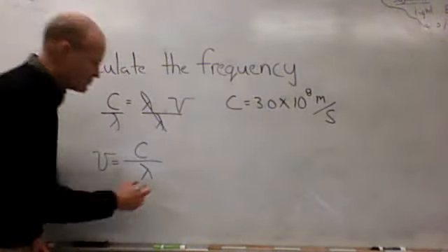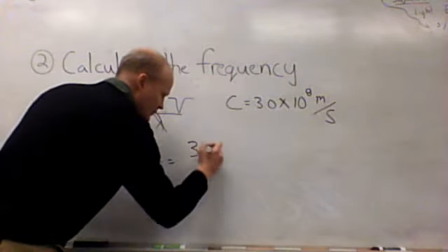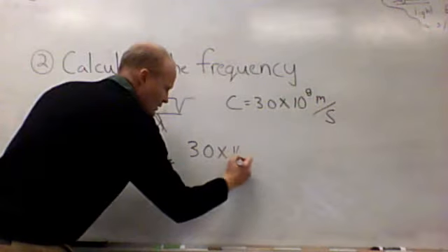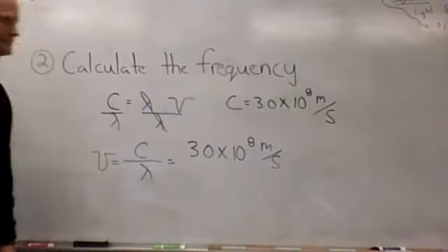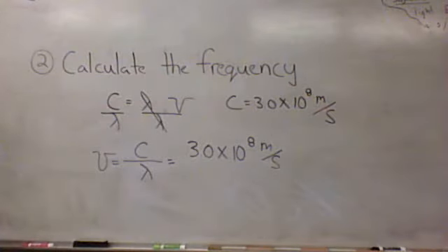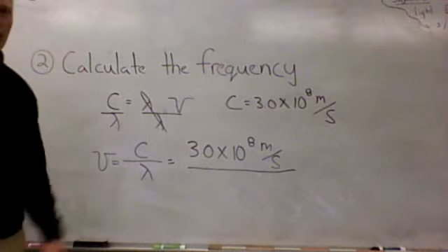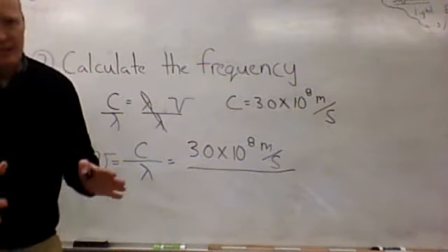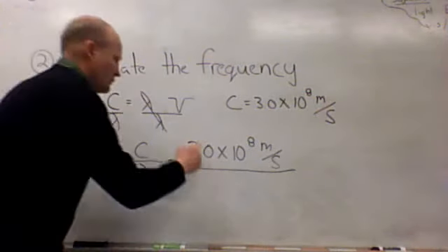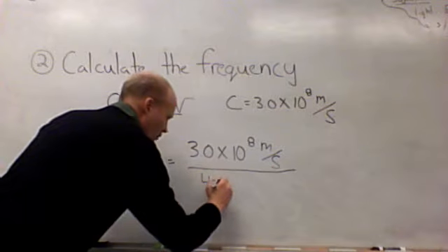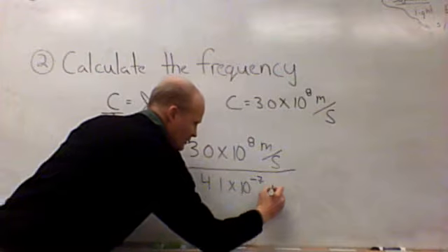Now, all we need to do is plug in those values. The speed of light is given to us as 3.0 times 10 to the 8 meters per second. That goes on top. On bottom, in your denominator, we have the wavelength. And in step 1, we converted wavelengths to meters, and that's the way we need to use it here. So our wavelength is 4.1 times 10 to the minus 7 meters.